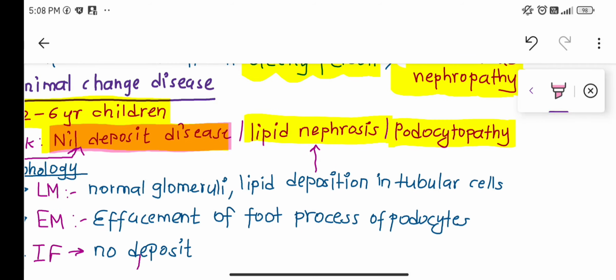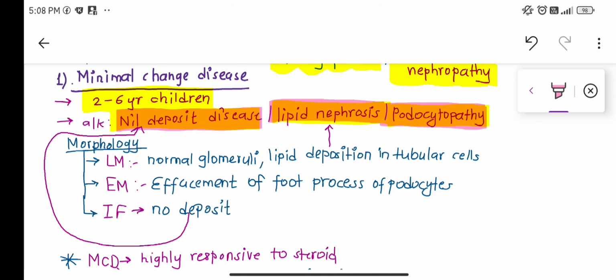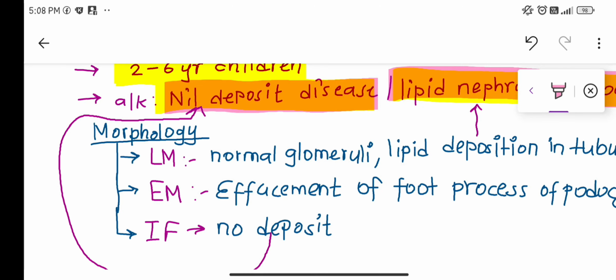It is also called lipid nephrosis or podocytopathy, based upon the microscopic changes occurring in the glomerulus and other parts. These names may confuse you, so you have to listen carefully. The usually asked part of minimal change disease is morphology, and under morphology we have to know the microscopic features under light microscope, electron microscope and immunofluorescence. So first is light microscope.